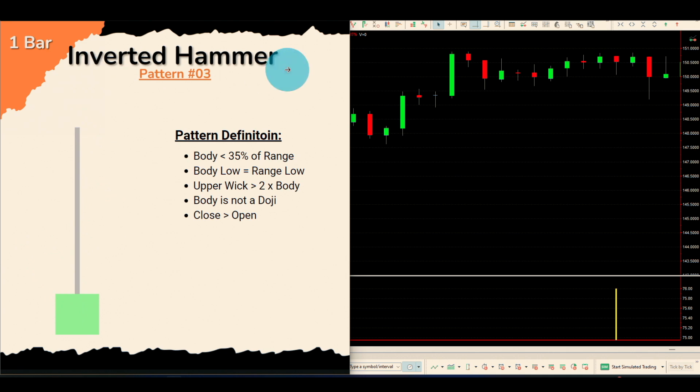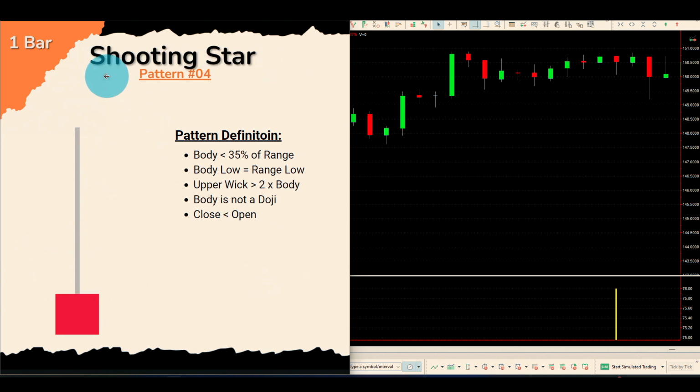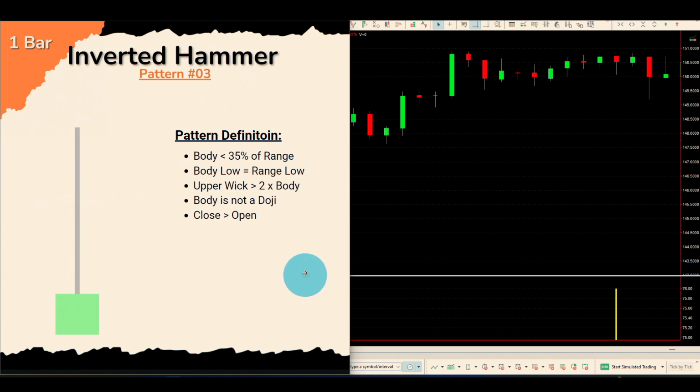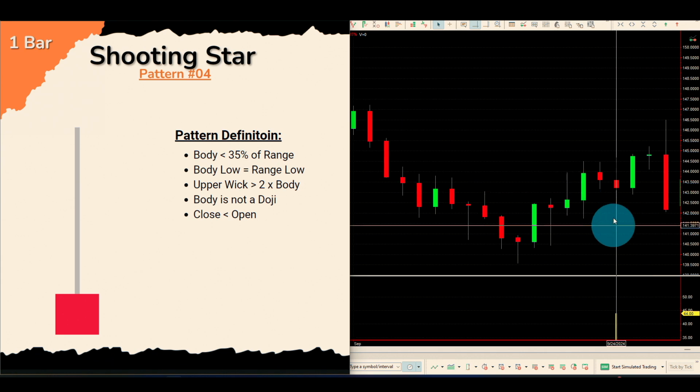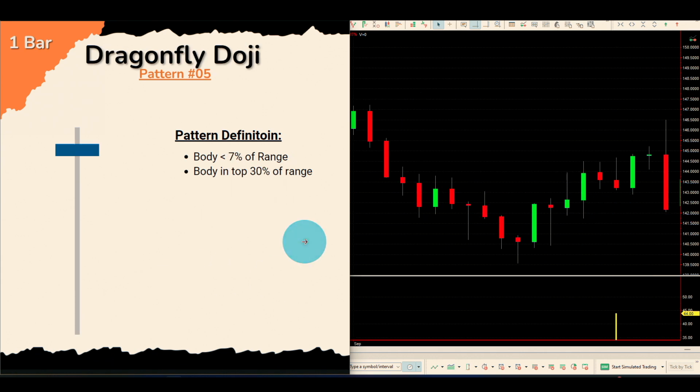And again, we have an inverted hammer, and this one is called the shooting star. Although both are the same, one is green and one is red. So this is pattern 3, and as you can see, it's green. And this is the red pattern, which is pattern number 4. Then we have pattern 5, which is a dragonfly doji.